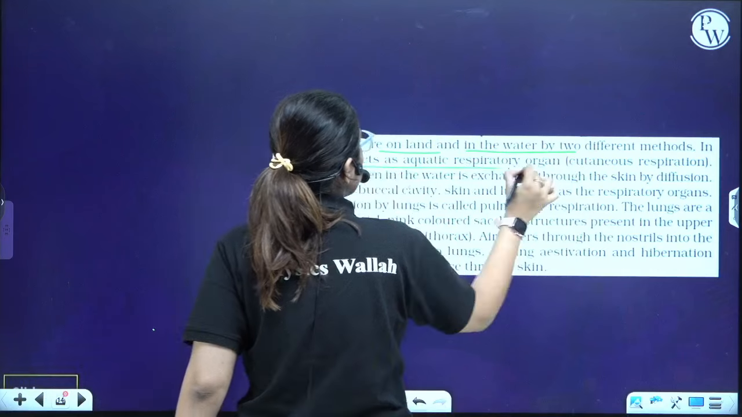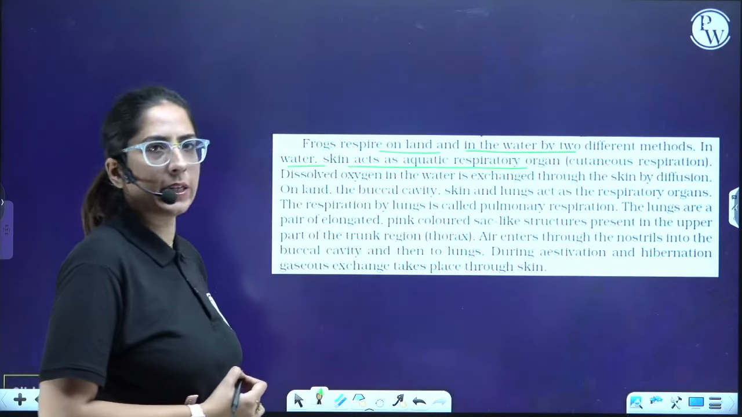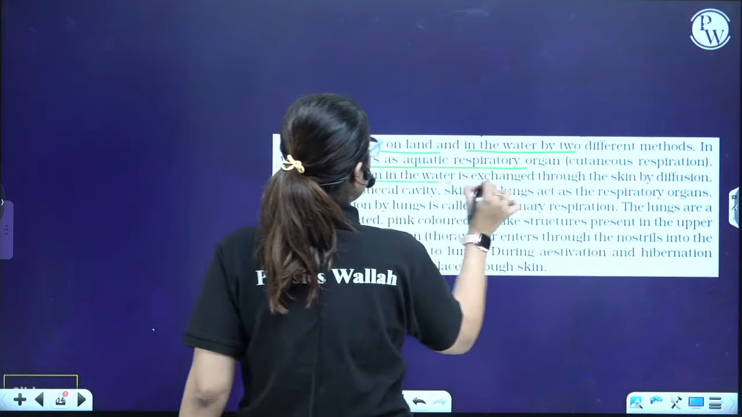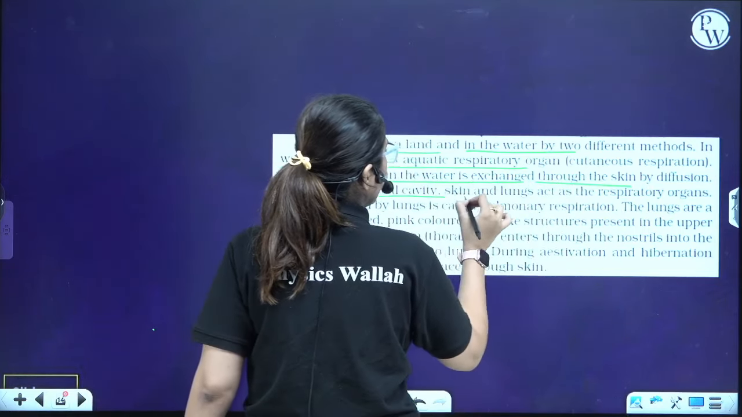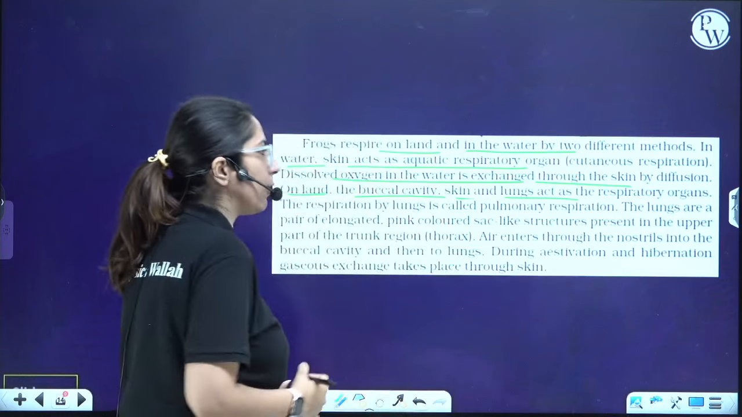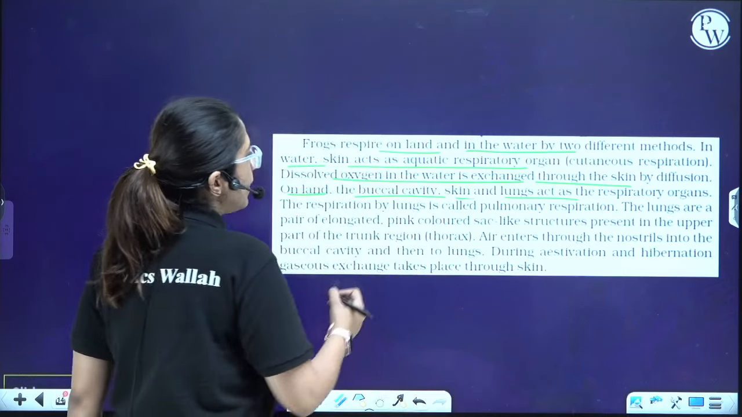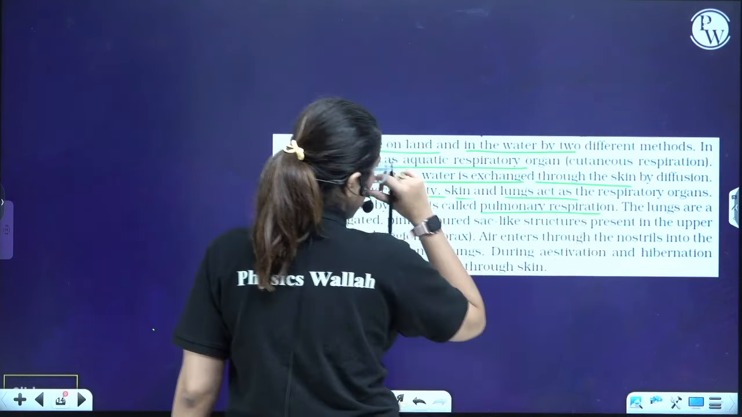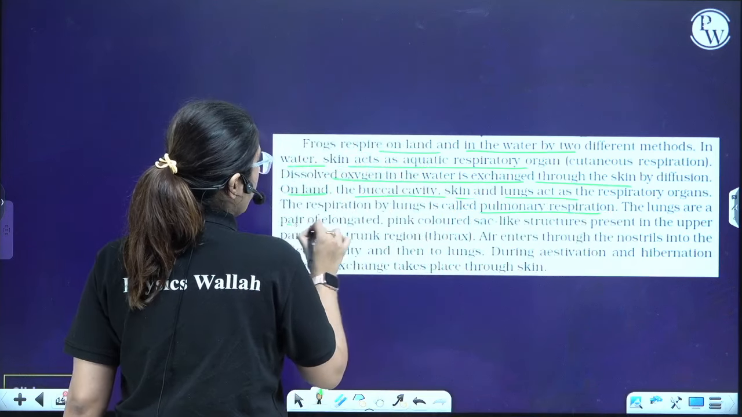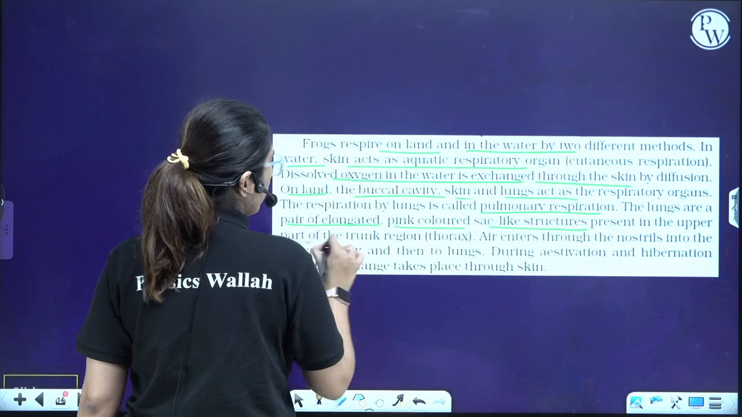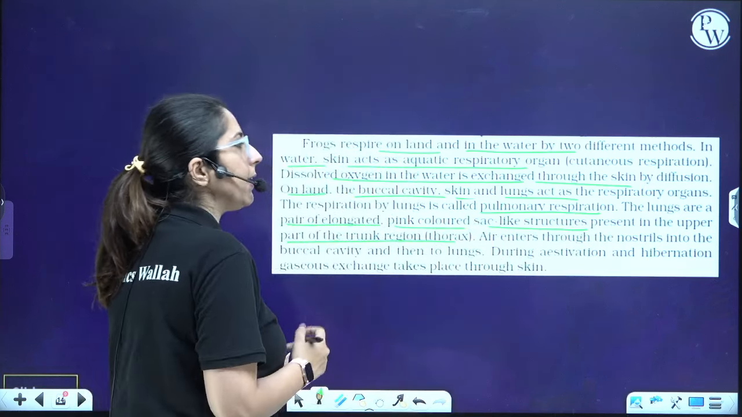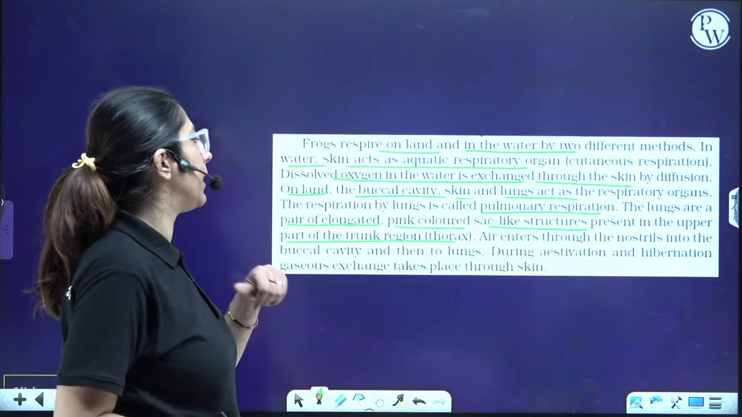In water, skin acts as aquatic respiratory organ, cutaneous respiration. Dissolved oxygen in water is exchanged between the skin by diffusion. On land, the buccal cavity, skin and the lungs act as a respiratory organ. Respiration by lung is termed as pulmonary respiration. The lungs are elongated pink-colored sac-like structures present on the upper part of the trunk region, the thorax. Air enters through the nostril into the buccal cavity, then into the lungs.